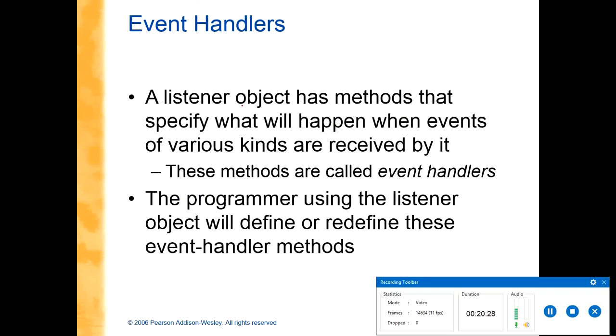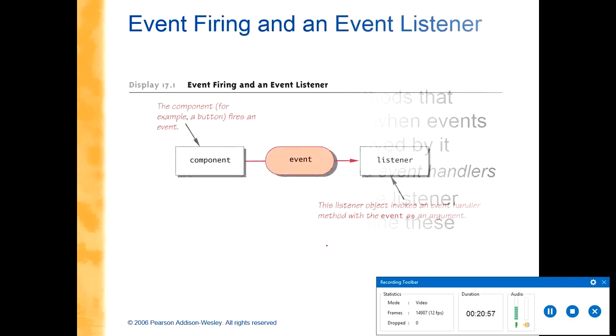Event handlers. Listener object has methods that specify what will happen when events of various kinds are received by it. So listener object has functions or methods for when the event is received. So what kind of method has to be generated? These methods are called the event handler. Now the programmer using the listener object will define or redefine these event handler methods.